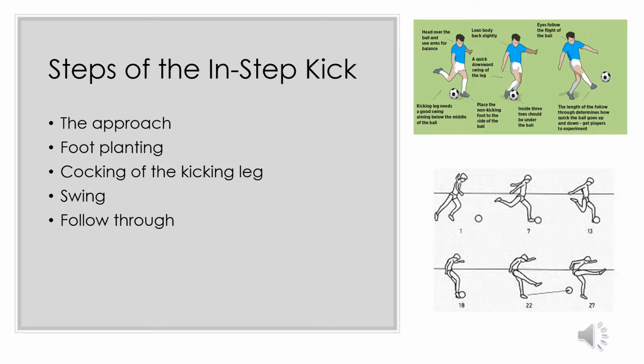The third step is the cocking of the kicking leg. Again, it starts with the prior step of the maximum hip extension and ends with maximum knee flexion. The fourth step is acceleration, or the actual swing of the kicking leg, which starts with maximum knee flexion and ends with making contact with the ball. And finally, the last step is the follow through, which begins with ball contact and ends with toe speed and flexion.